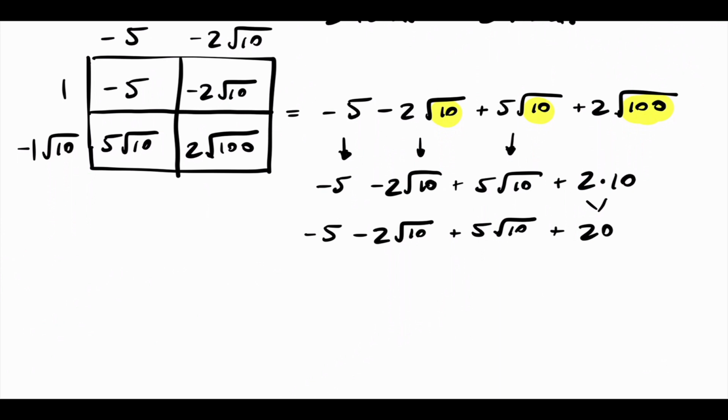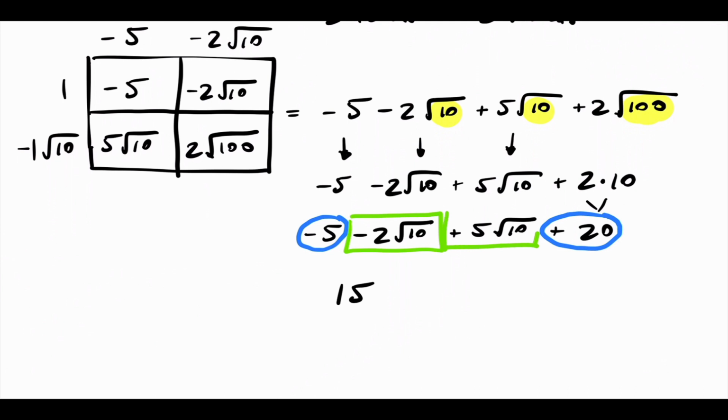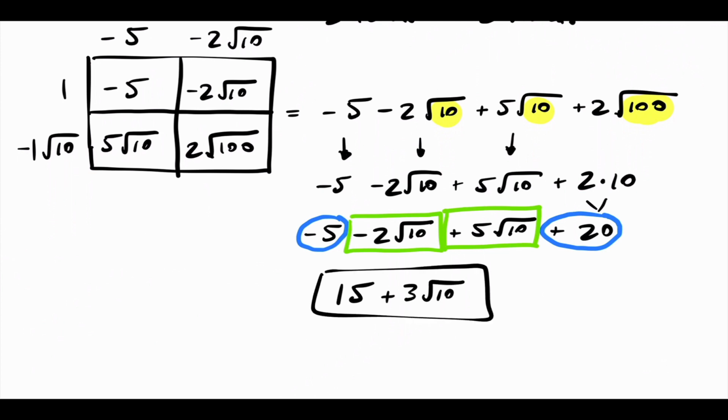Step 3, combine any like terms. That would be positive 15. Those guys both have a root 10, so I can add their coefficients to make positive 3 root 10. Done.